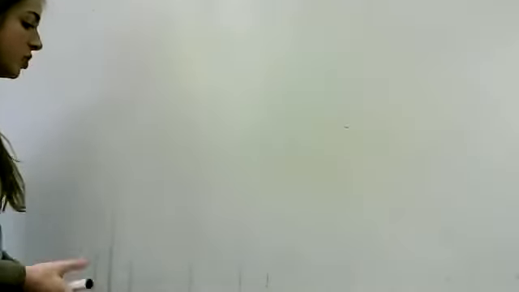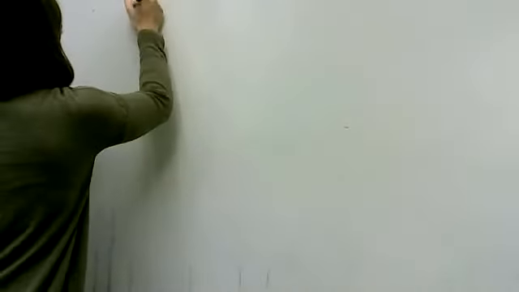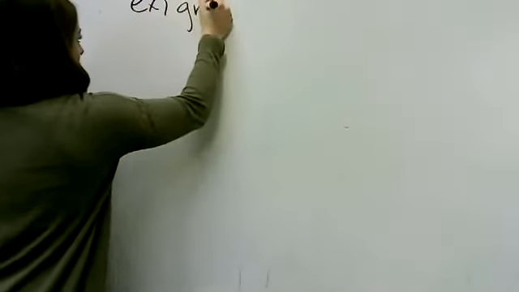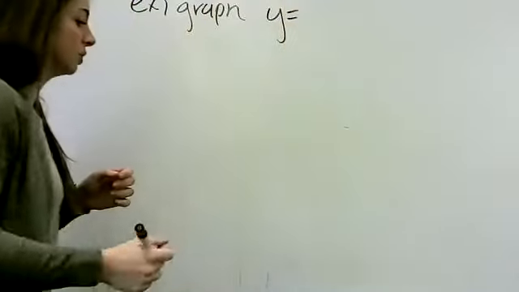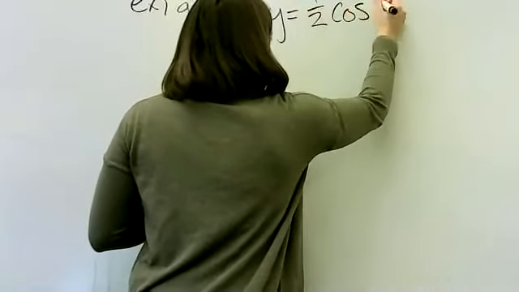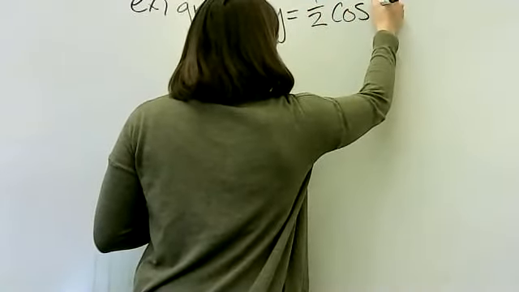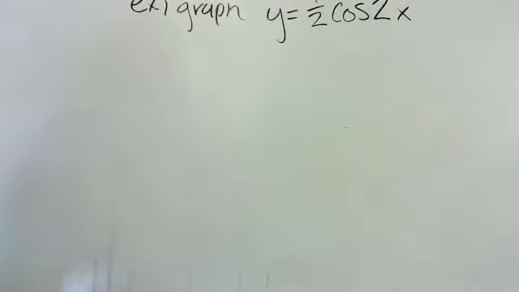The next one I'm going to do is going to have a whole number b value. So we had a fractional b value, and now I want to try a whole number b value with you. And we'll do a cosine function this time. So I want us to graph y equals 1/2 cosine 2x.